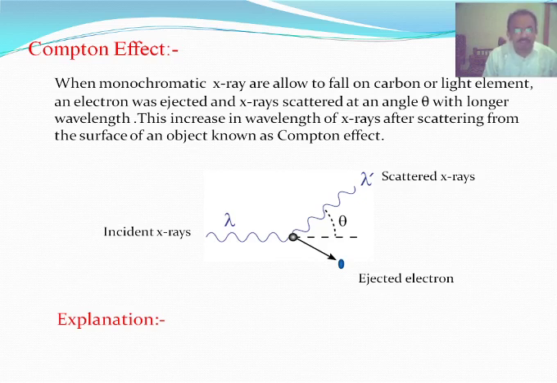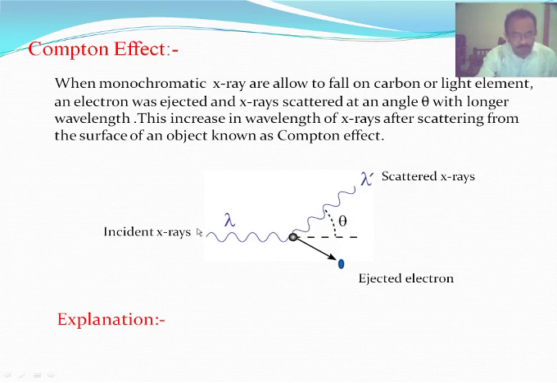Now the same thing happens in this case also. What happens if X-rays of wavelength lambda, these are the incident X-rays, fall on an element? The electron from that element gets ejected. That electron is called the ejected electron, and the X-ray gets scattered at an angle theta.